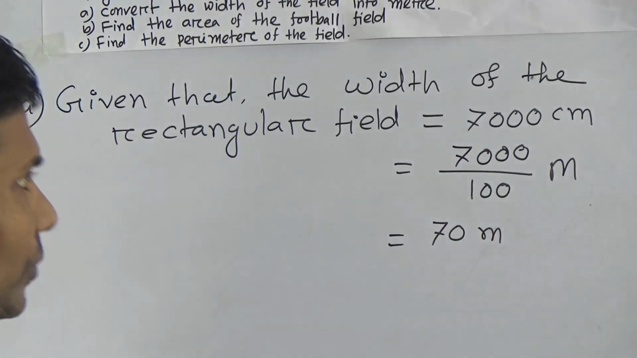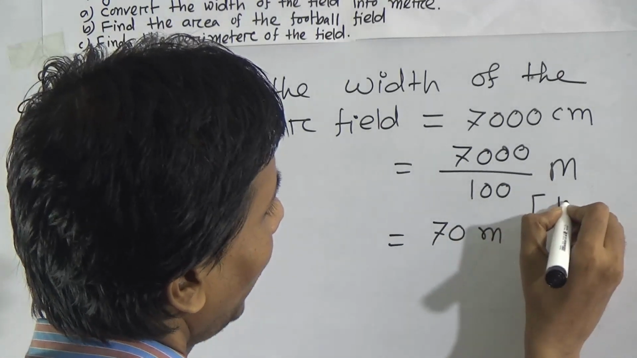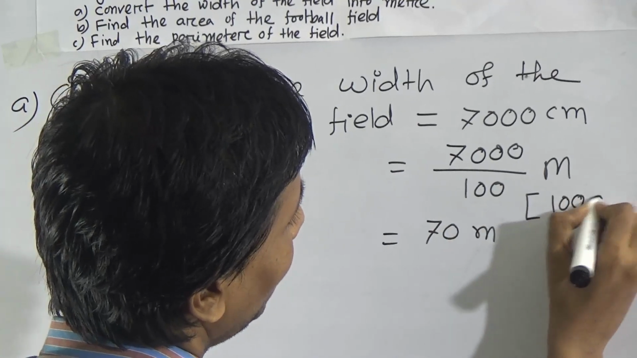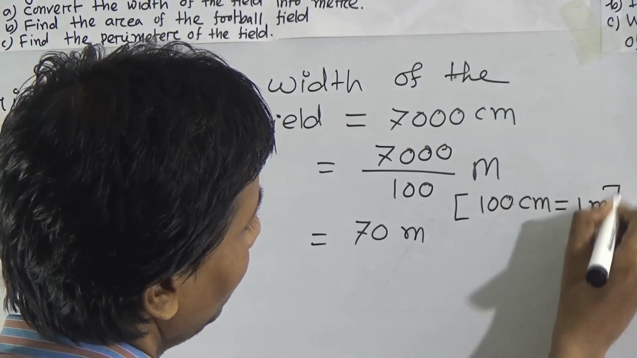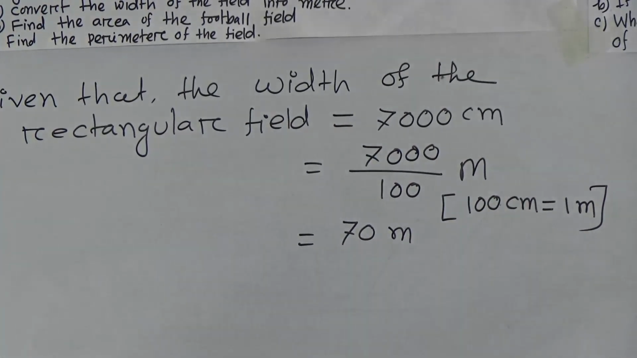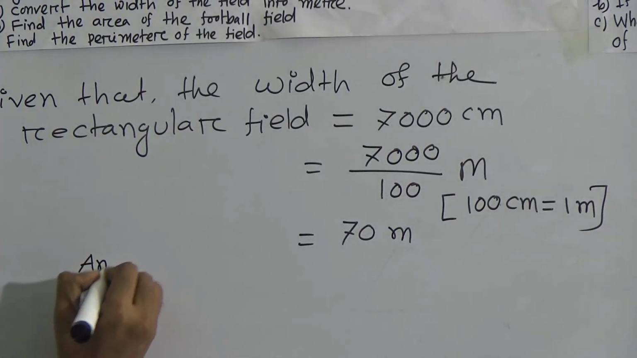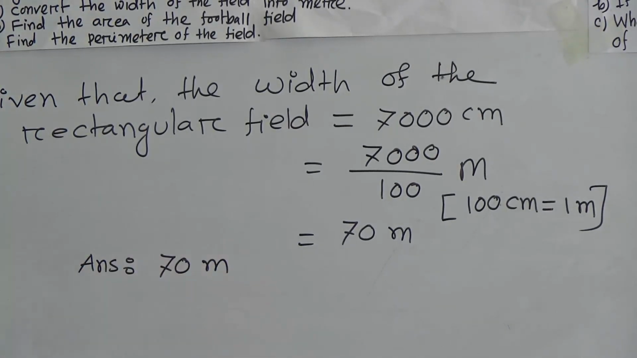Dear student, you give here clue: 100 centimeter equal to what? 1 meter. That means 1 meter equal to 100 centimeter. Write the answer, 70 meter.